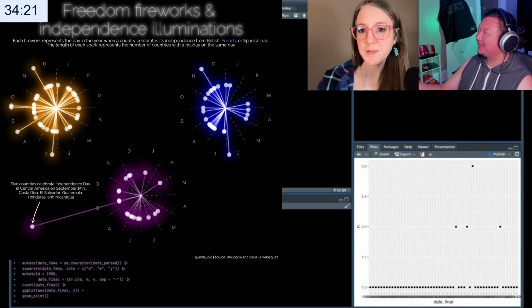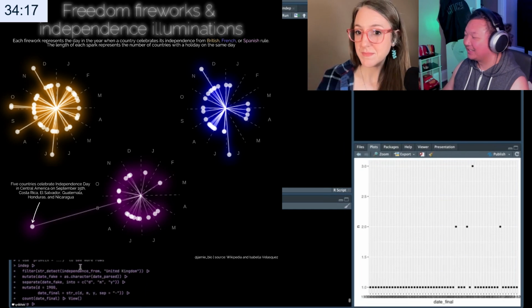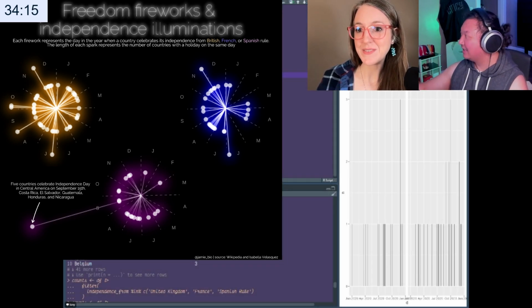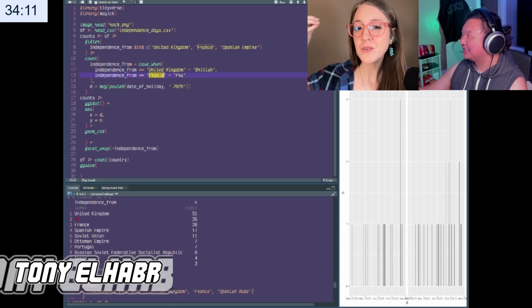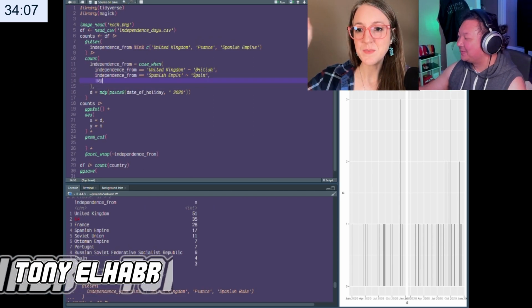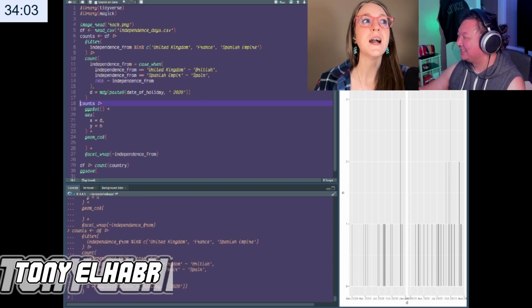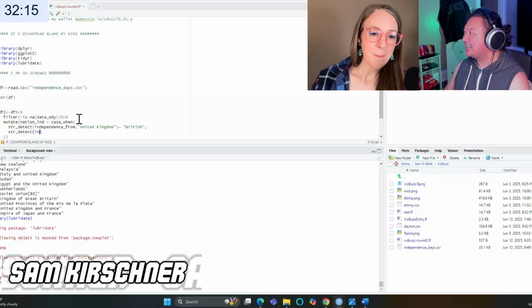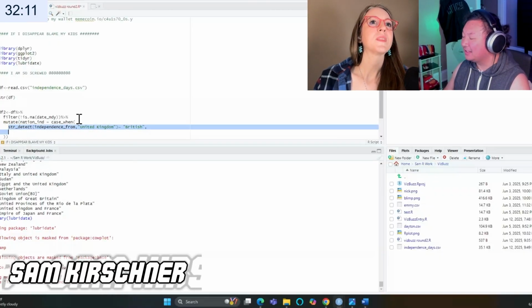It's like a lollipop. It's a lollipop plot. Exactly. With months along the x-axis, if you think of it that way. And then you are doing something like chord radial, chord polar, and smushing it into a circle. I do not know if this was a ggplot. I can't actually tell.